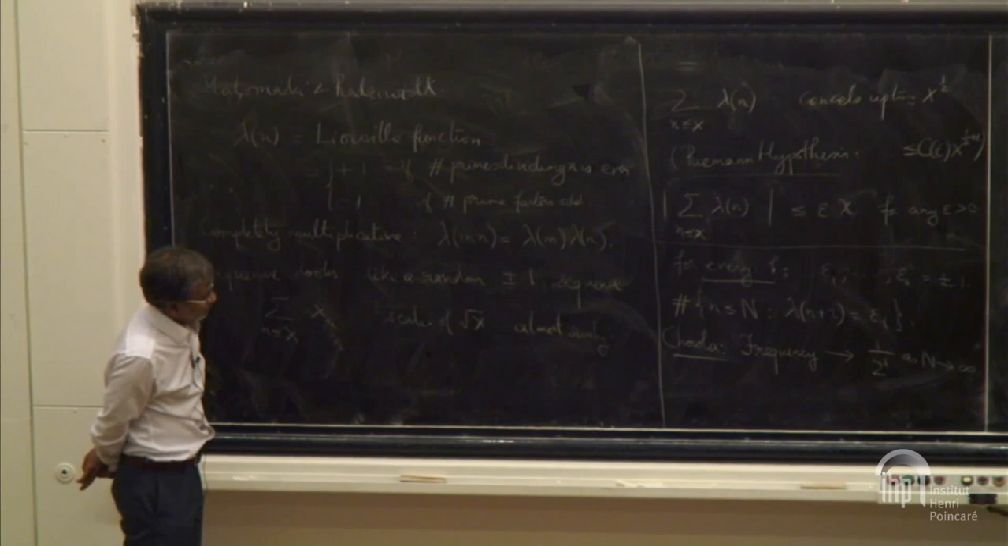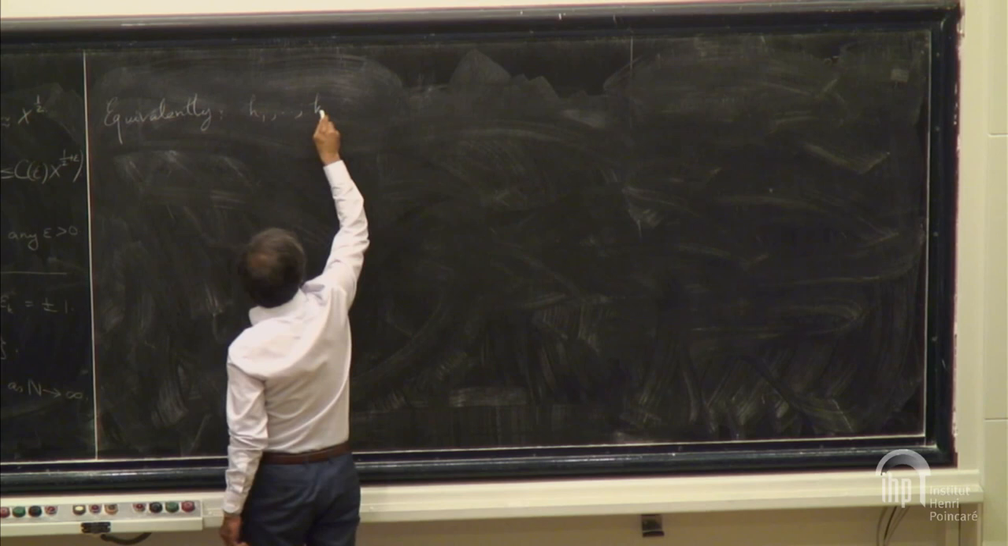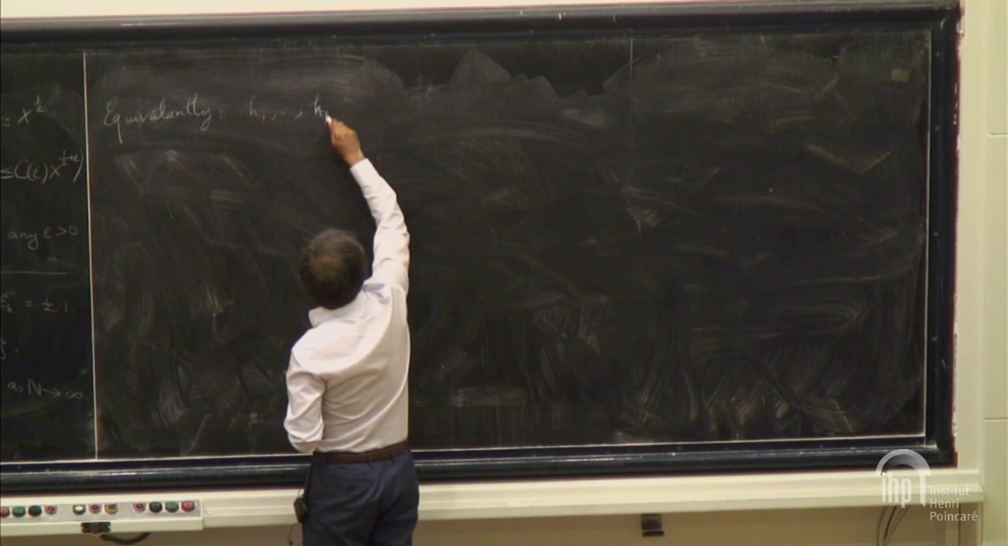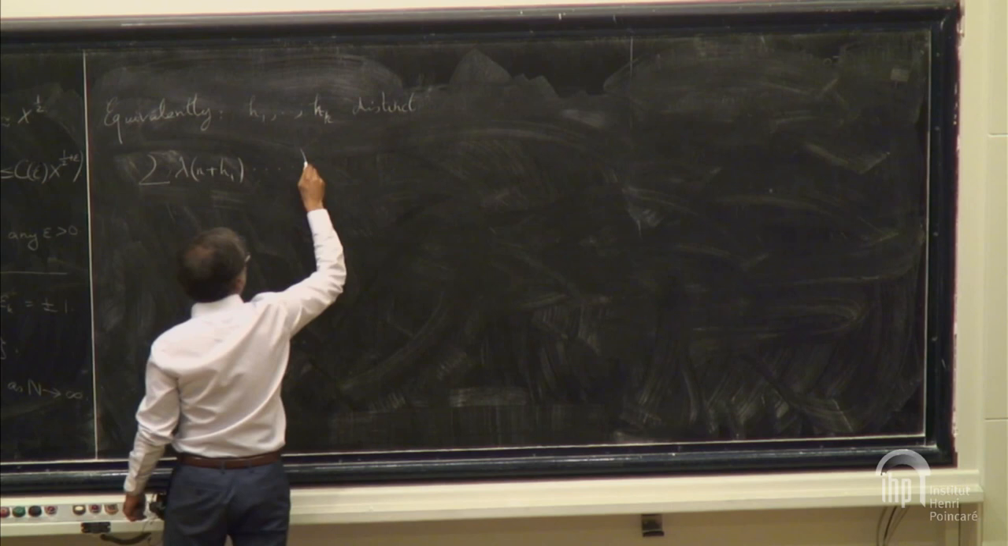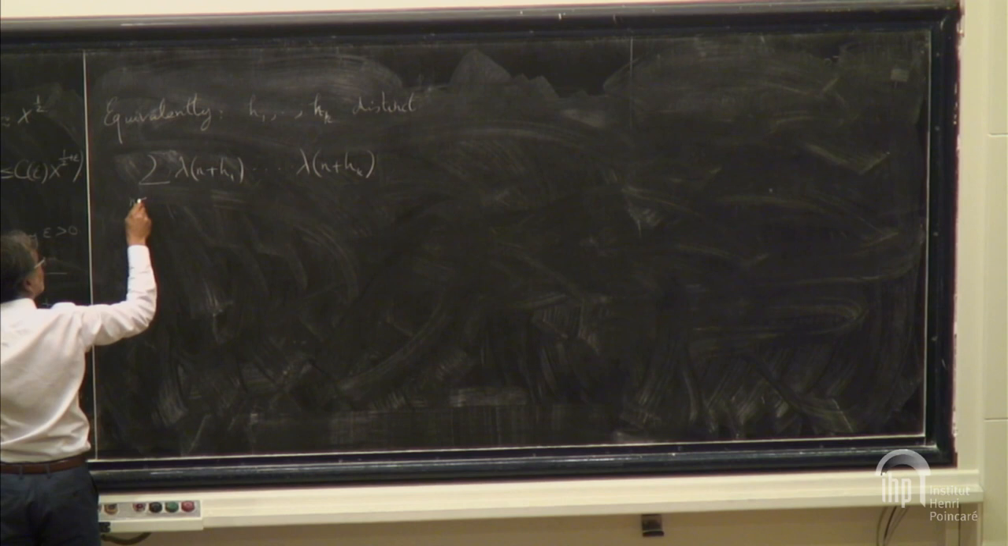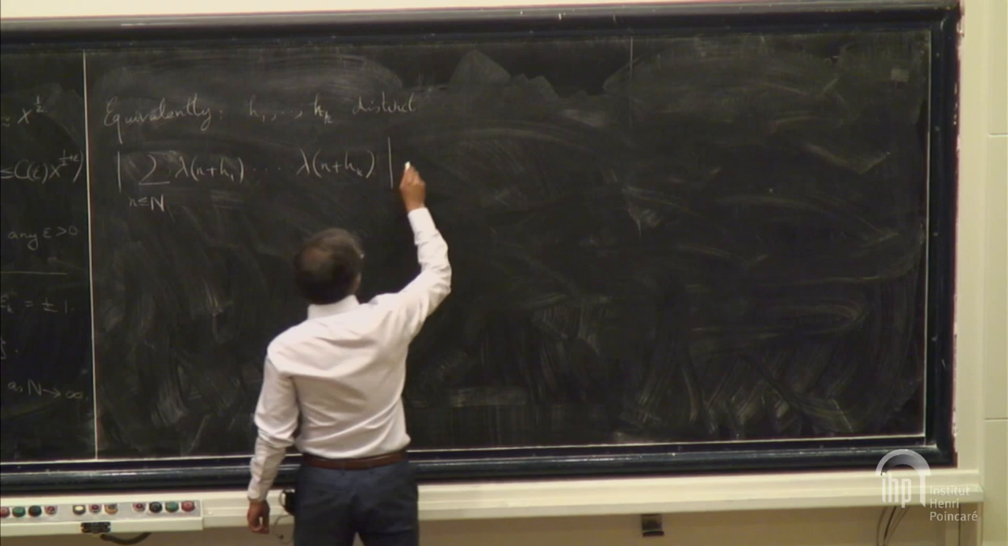Now, another way to say it is that if you fix any k numbers h1 to hk that are distinct, and you look at the correlation of lambda(n + h1) to lambda(n + hk), the product of these k signs, and you sum this up to some large number capital N, then this should be smaller than epsilon times N, if N is large enough.